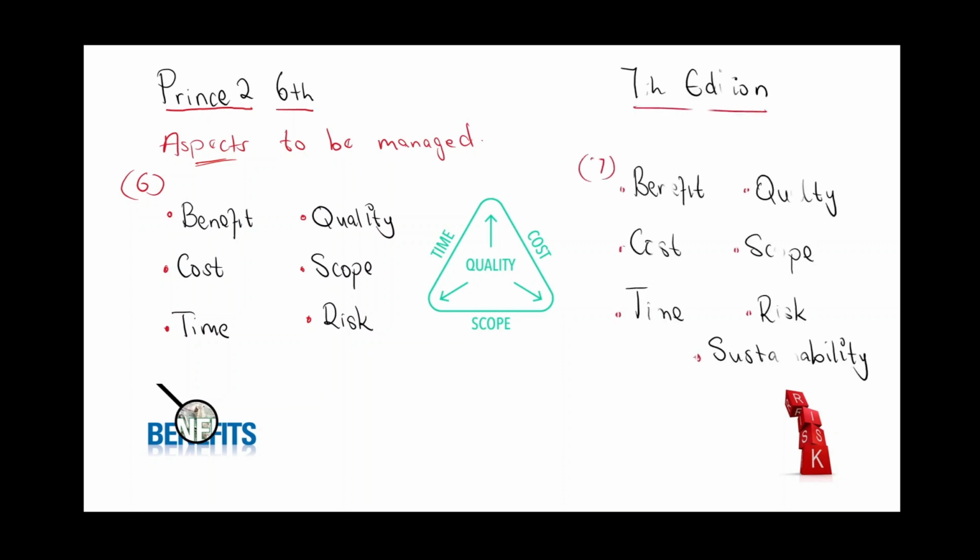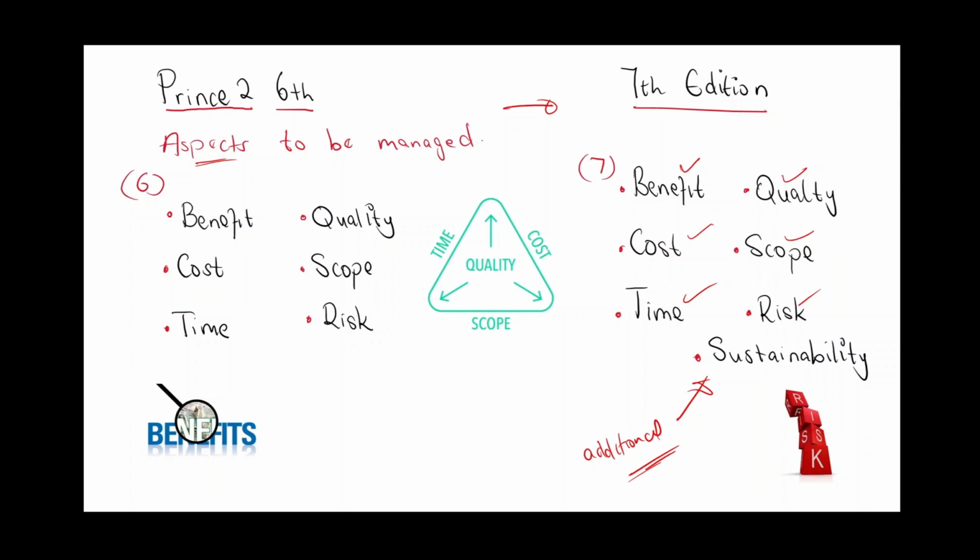Now seventh edition, right? Benefit is still there, quality still there, cost, scope, time, risk, all inclusive. Now, the addition, basically, we are now talking about an aspect called sustainability, right? This is new. So this is a change that is there. So anyone now getting to study, do exams for Prince2, they will now talk about seven aspects, including sustainability.